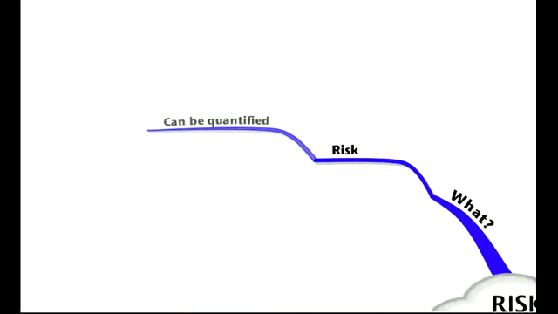So what are we talking about here? We're talking about risk first of all. Risk can be quantified. How do you do that? You base it on past experience. So risk can be quantified and you base that on past experience, and we're thinking here around probabilities, the probability of something happening. That's the risk.